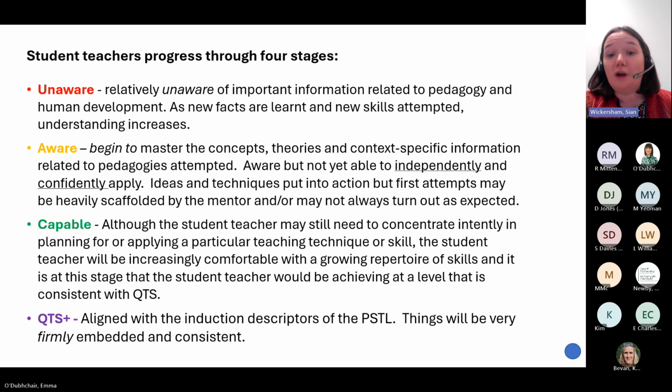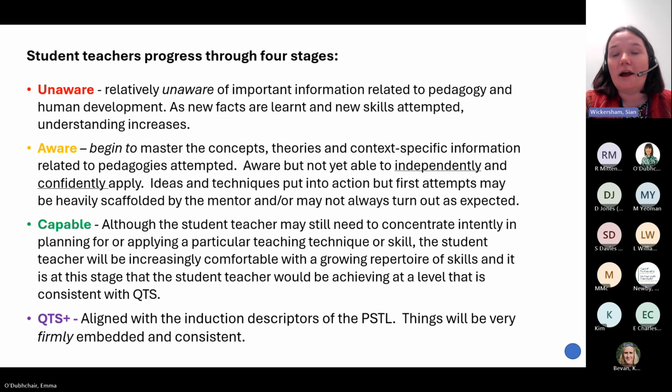And the student might be able to follow your scaffolding. So they are showing an awareness of some of the things you're asking them to do. But it might not always turn out as expected as well. So sometimes you might have student teachers that come with ideas and they try those ideas out, but it doesn't turn out exactly as you would expect. So that sort of consistency, that independence, and that confidence is lacking in this area of awareness.